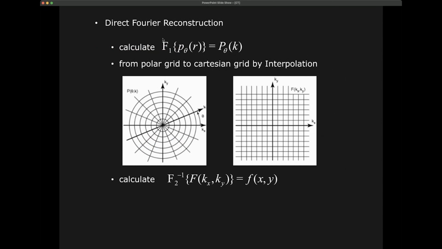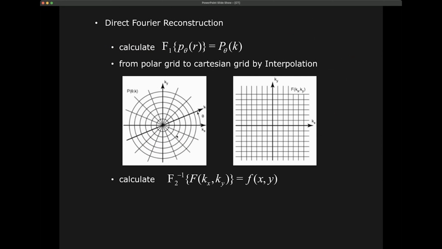So this is what I said. The direct Fourier reconstruction is to take the Fourier transform of the sinogram and convert it from this polar coordinate system. In Fourier space, this is what we call K space. That's also being used in magnetic resonance imaging. Magnetic resonance imaging also uses Fourier-based reconstruction. So the Fourier theorem is very, very important for medical imaging.